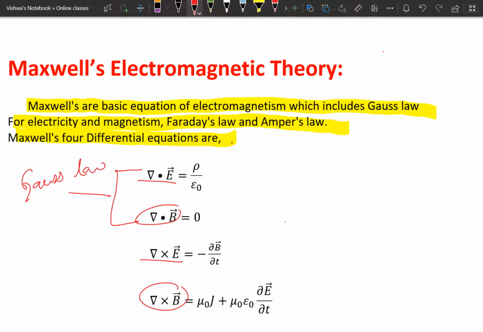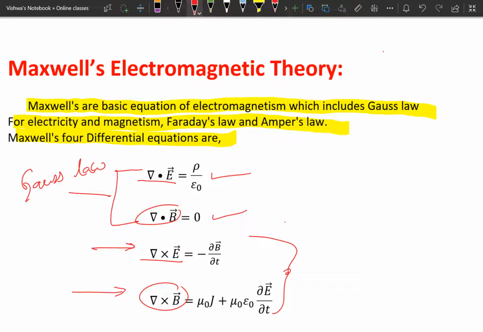for electricity and magnetism. So the first equation is divergence of electric field is equal to rho by epsilon naught, and the second equation is divergence of magnetic field is zero. And the third equation is derived by using Faraday's law, and the fourth equation is derived by using Ampere's circuit law. So we have to derive these two now.